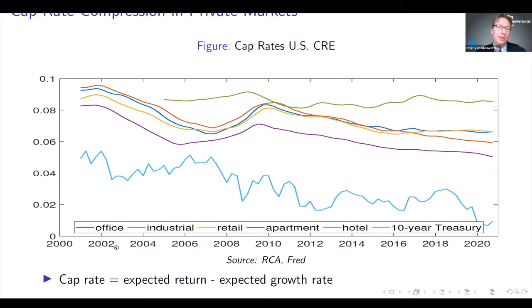Now cap rates really tell us 2 things. They tell us the difference between the expected return on real estate and the expected growth rate of cash flows, NOI growth on real estate. And so they're not a pure measure of the expected return.